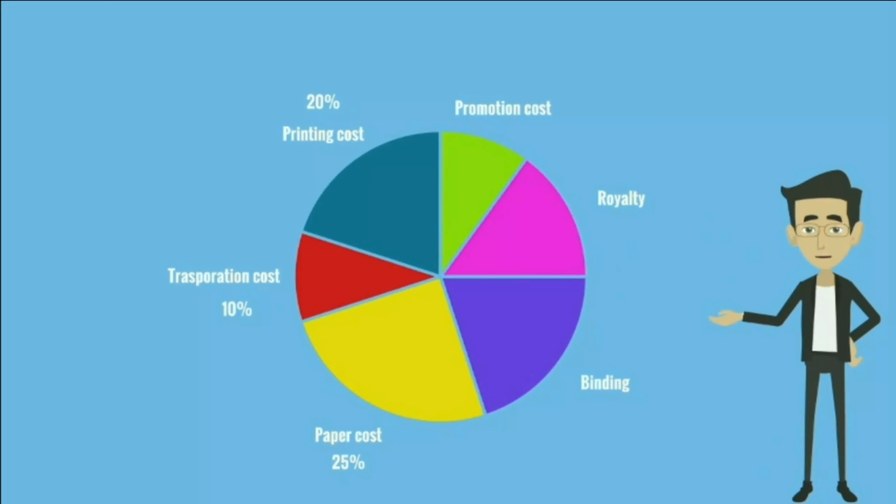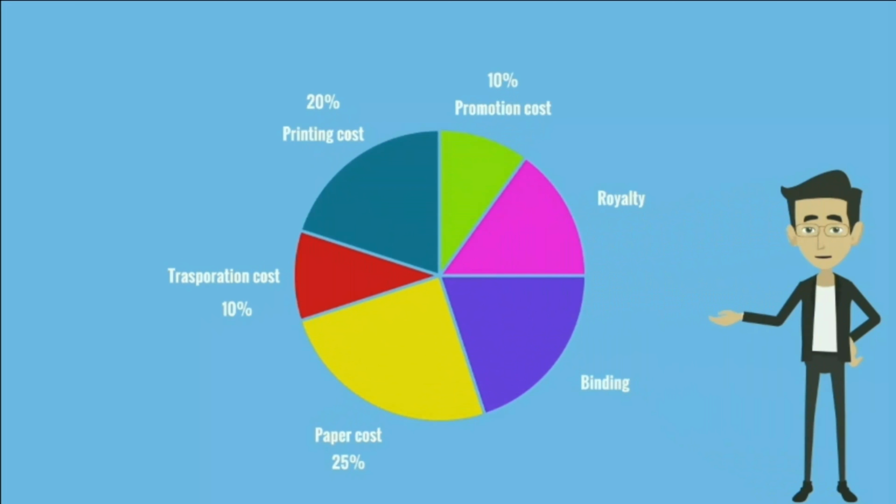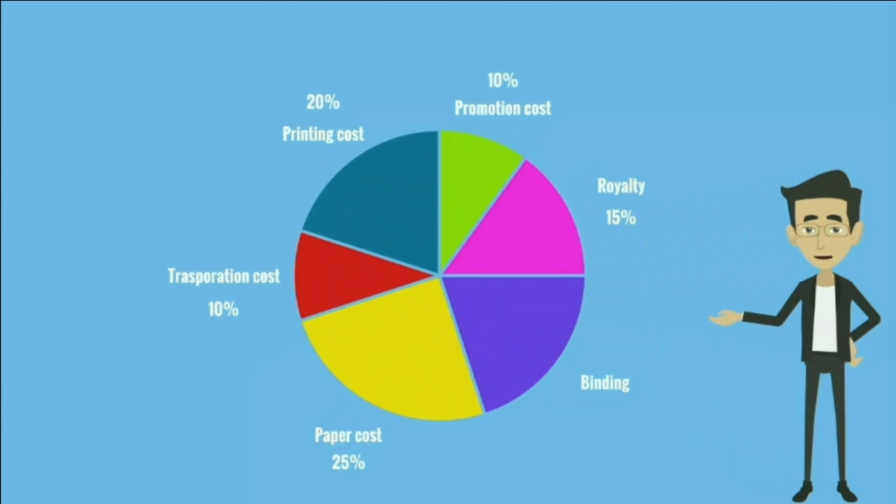and the expenditure on promotion cost is 10%, and the expenditure on royalty is 15%, and the expenditure on binding is 20%. So this is the information about the given pie chart. Now let's see the questions based on this pie chart.